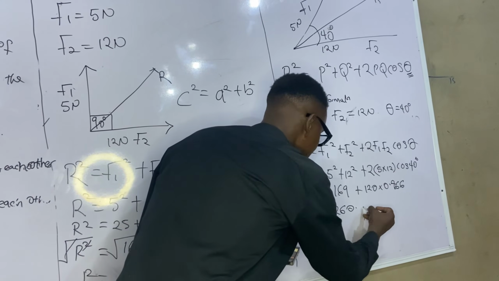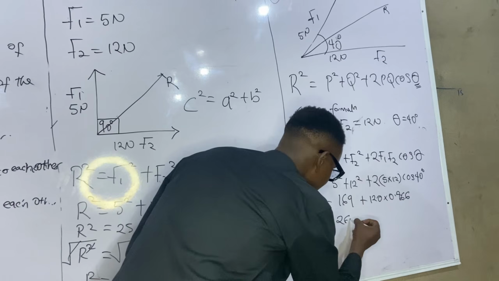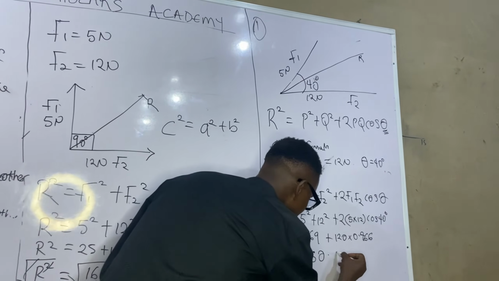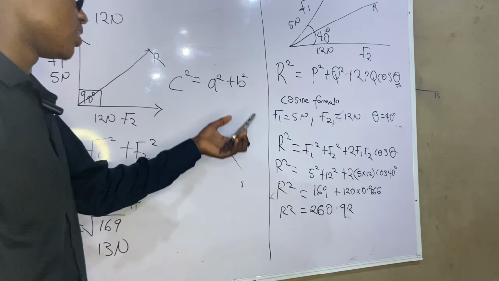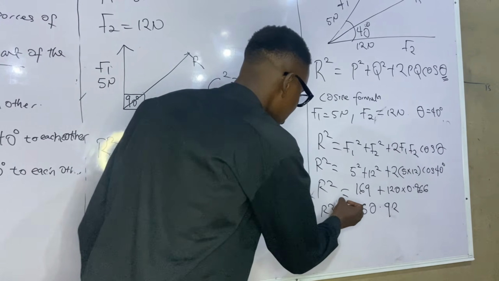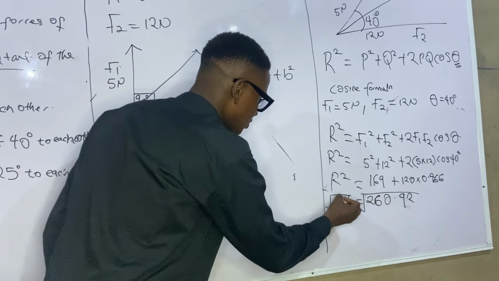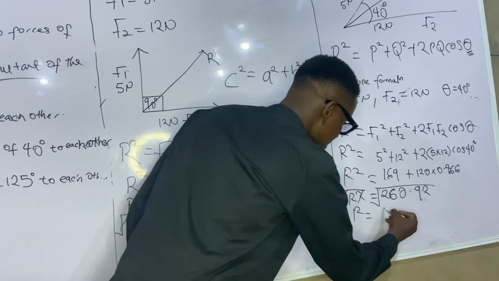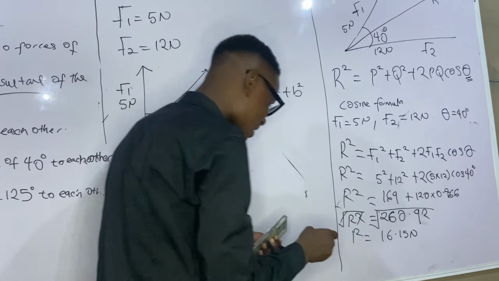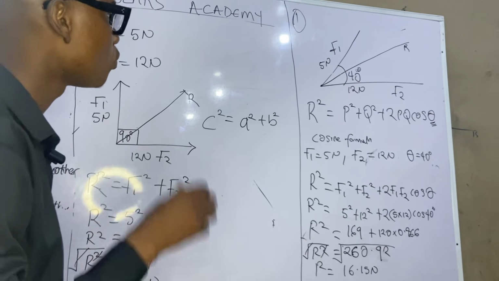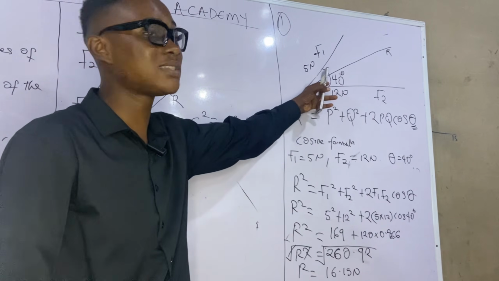260.92. Sorry, I want to write it very clearly. So of course, at this point, we are meant to get what? The square root. So that will be the square root of both sides. So the square cancels the square root, then R is equal to what? 16.15 Newton.